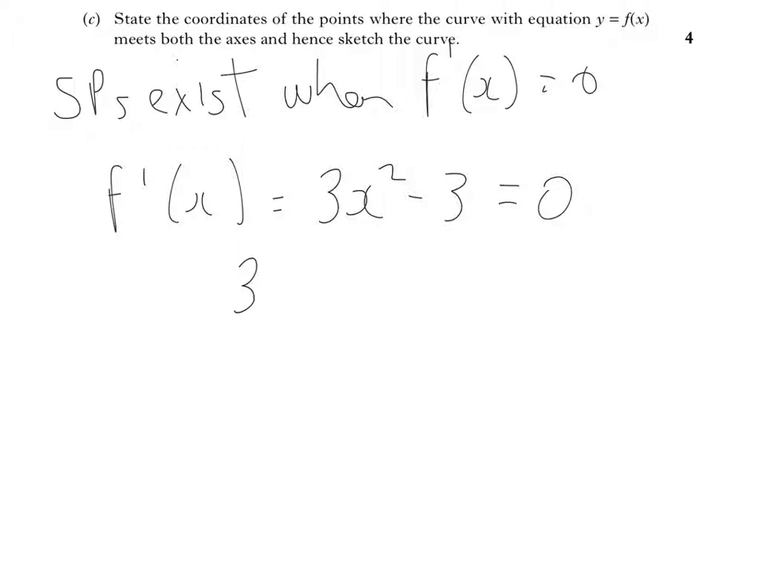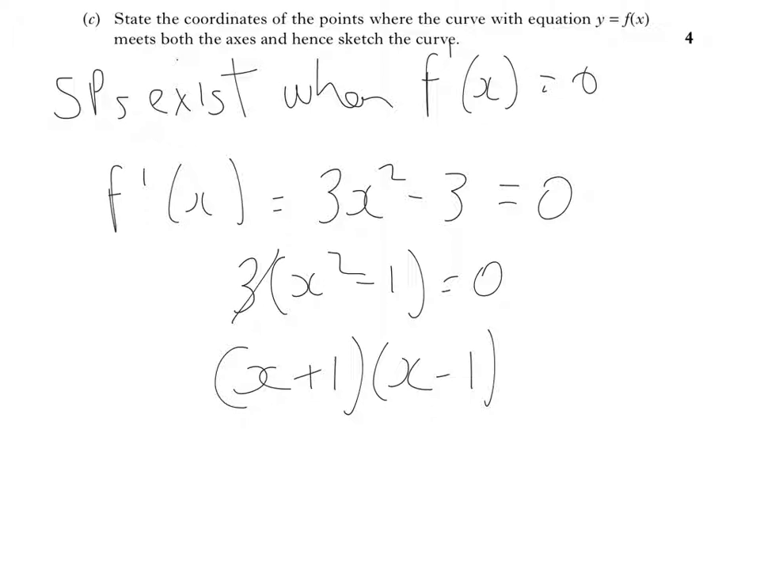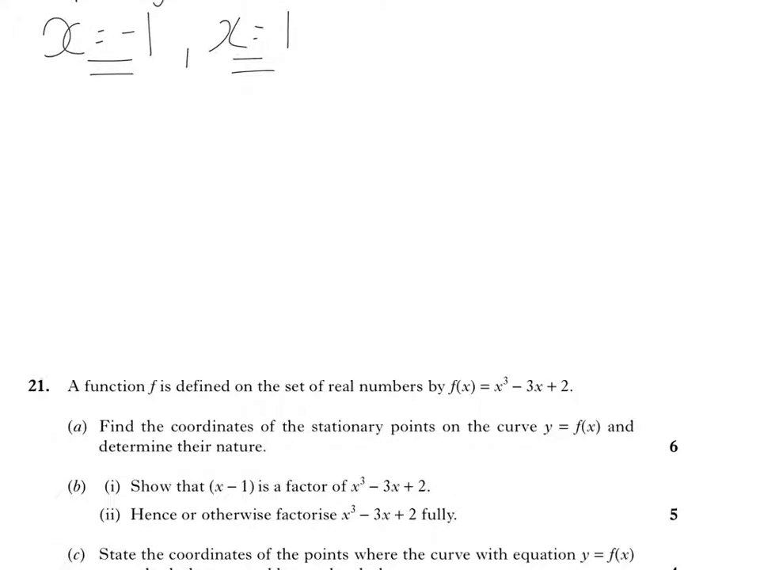I'm then going to factorise, so 3 bracket x squared minus 1 is equal to 0. I can divide both sides by 3 and then difference of 2 squares. X plus 1 bracket x minus 1 is equal to 0. So the x coordinates of my stationary points are x equals minus 1 and x equals 1. I can now get the y coordinates by subbing back into the original function.